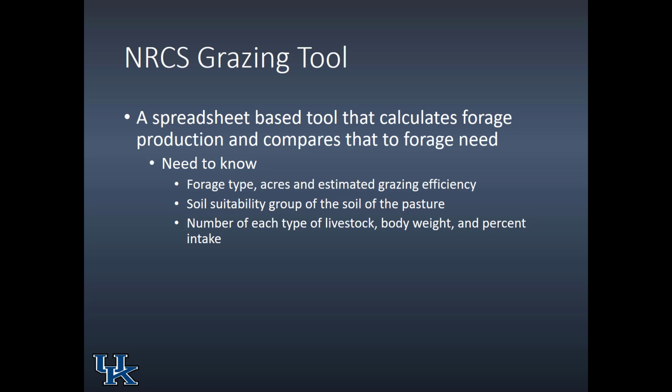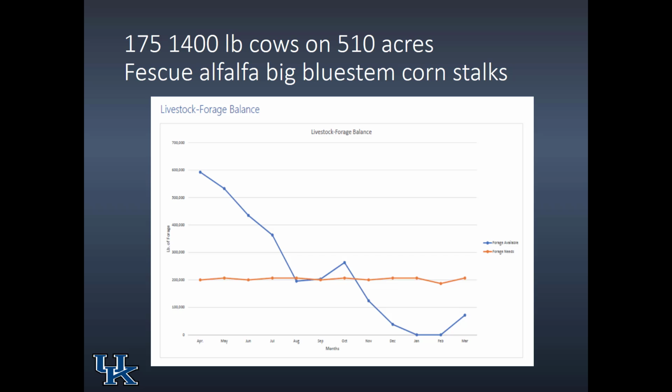We also need to know the number of each type of livestock, their body weight, and percent intake. This is an example output from Isaac Thompson's system, where he had 175 1,400-pound cows on 510 acres. And his system had a mix of fescue, alfalfa, big bluestem, and corn stalks.